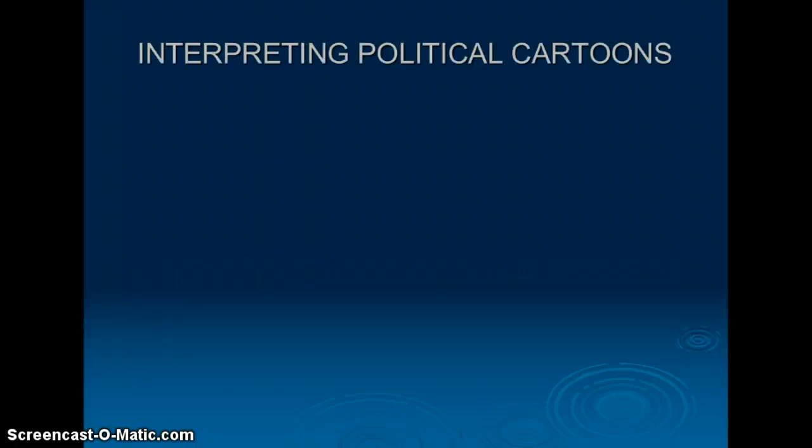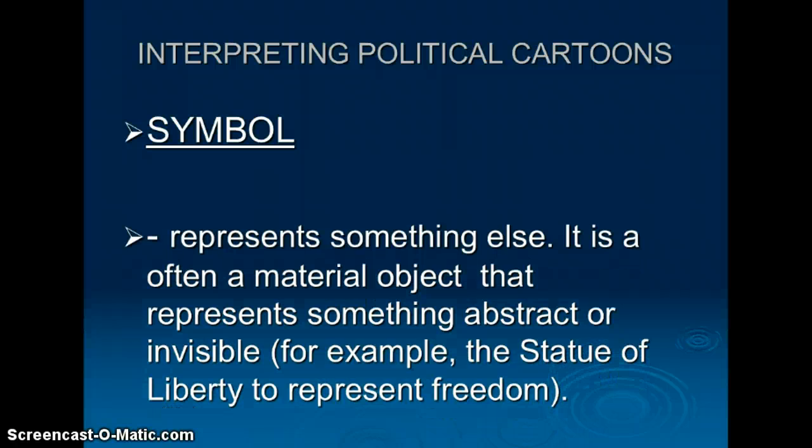Here's another example. Notice how the ears and face are exaggerated. We talked about symbols. Remember, symbols are physical objects that represent something more abstract. We talked about the example of the Statue of Liberty.